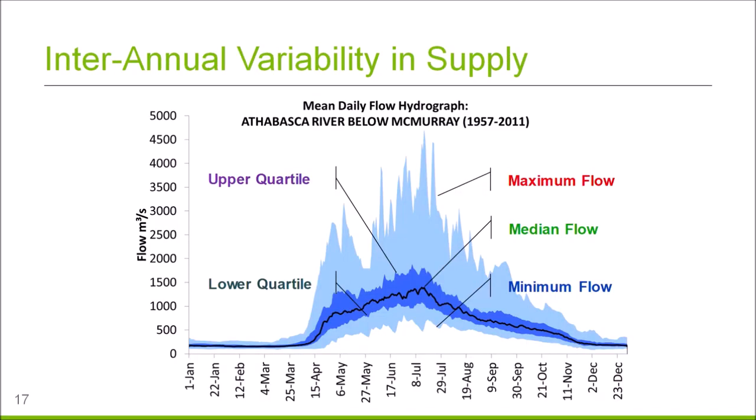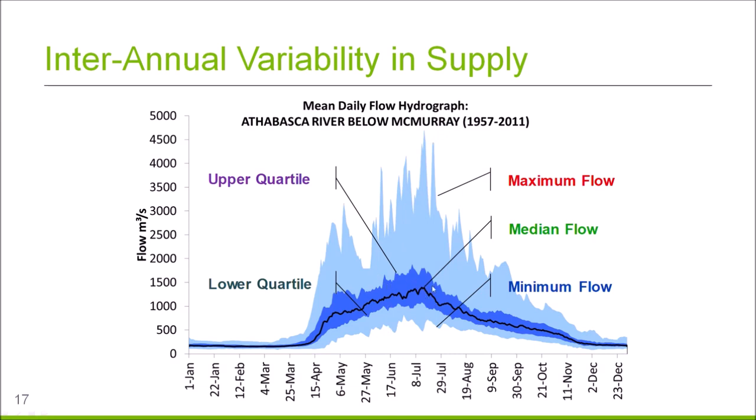The next challenge is inter-annual variability in water supply. You can see a hydrograph of the Athabasca River below Fort McMurray. We have data from 1957 until 2011. What we're showing in this plot is streamflow on the y-axis and dates on the x-axis, from January to December. Now we have two different bands here. The light blue band is showing you the natural variability in terms of minimum flow and maximum flow.